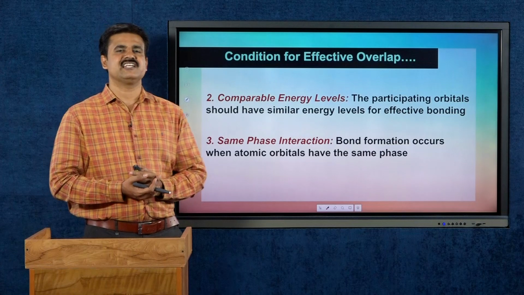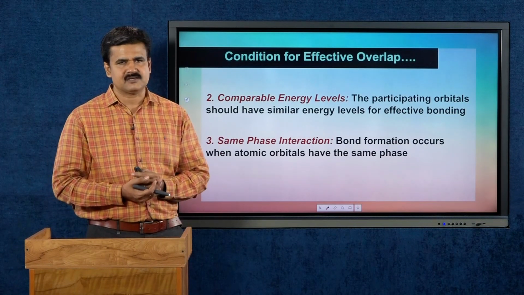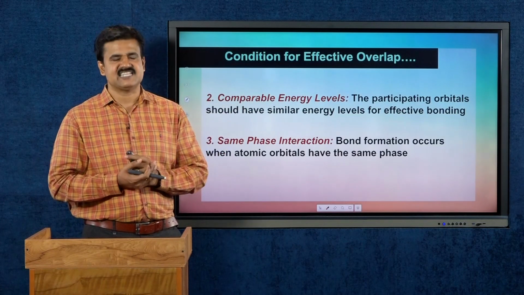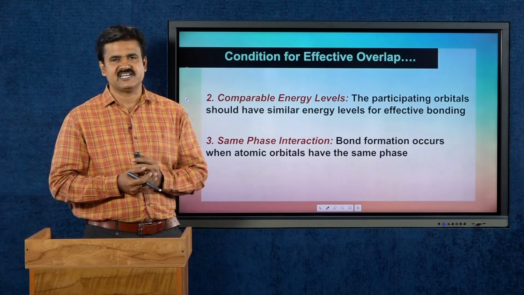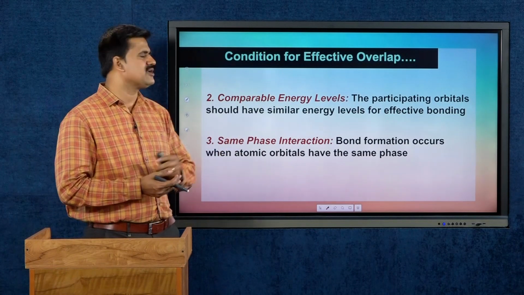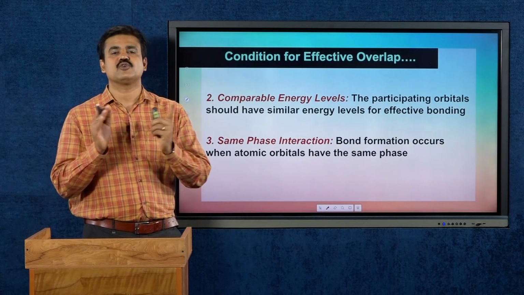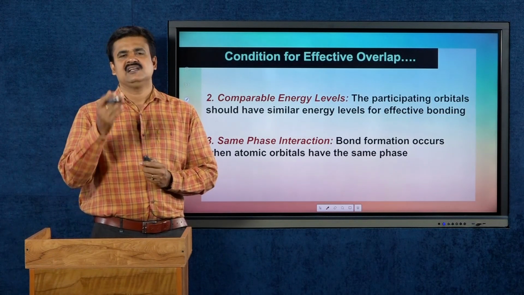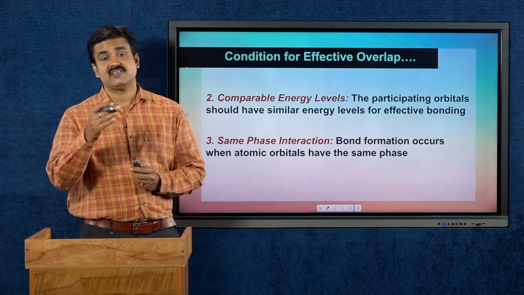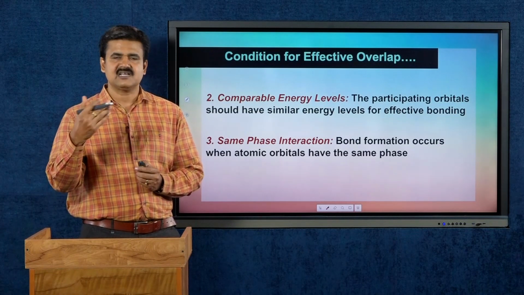This is the third condition for effective overlap, that is same phase interaction. Same phase interaction is the most important condition for effective overlap. Bond formation occurs when atomic orbitals are in the same phase. This condition is represented as in-phase arrangement and out-of-phase arrangement. We can enter into more details of such phase interactions in the coming slides.